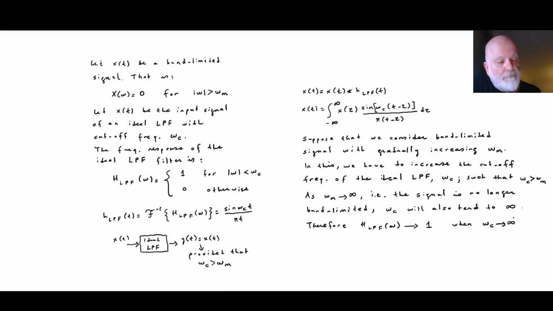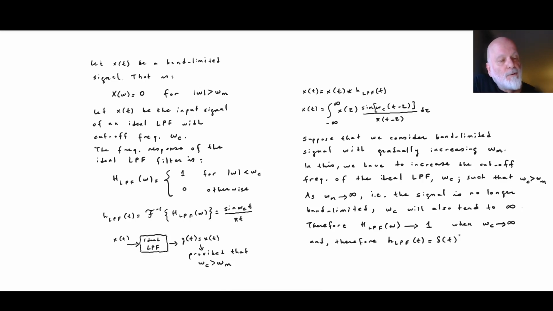And therefore the impulse response will be equal to the impulse. Okay.